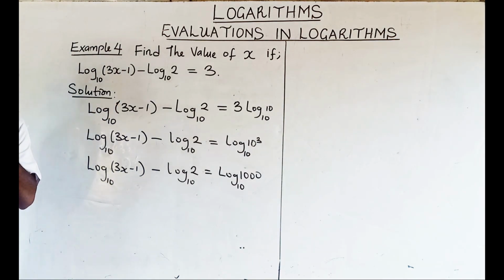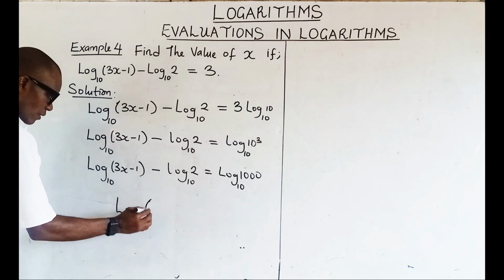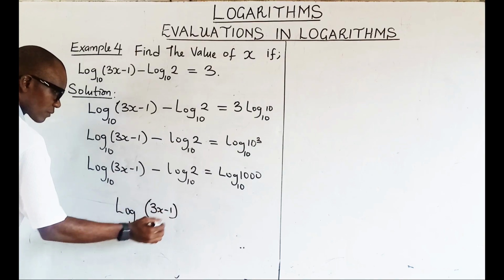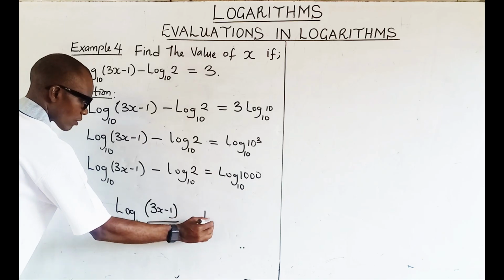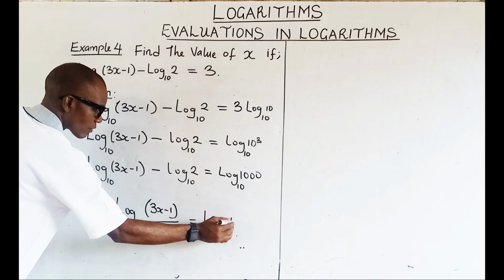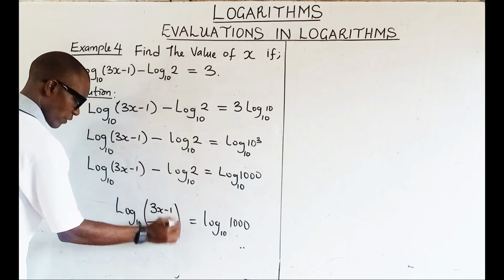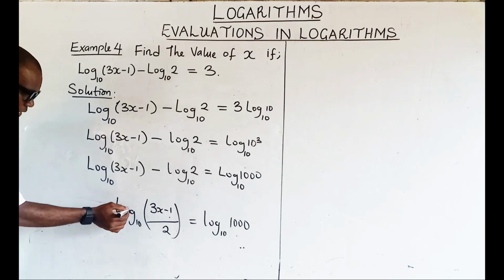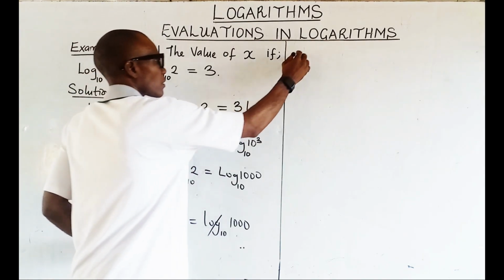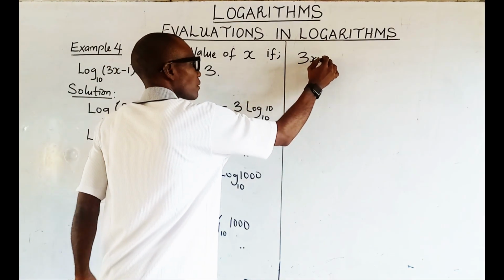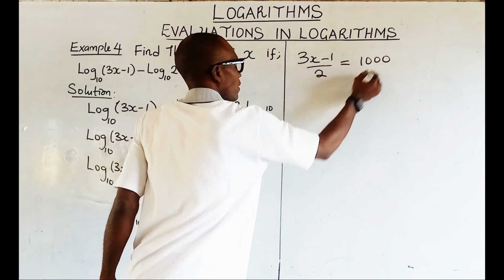So from the laws of logarithm, we have that log 10 of 3x minus 1 all over 2 is equal to log 10 of 1000. So we can write this as this. What happens is that this log 10 will cancel this. So we are left with 3x minus 1 all over 2 is equal to 1000.